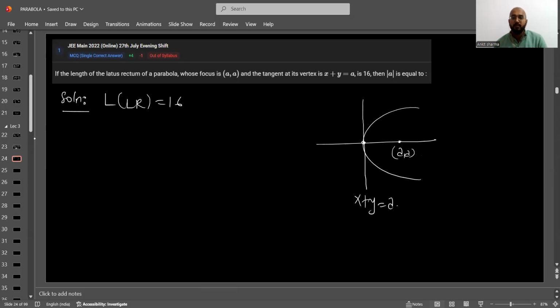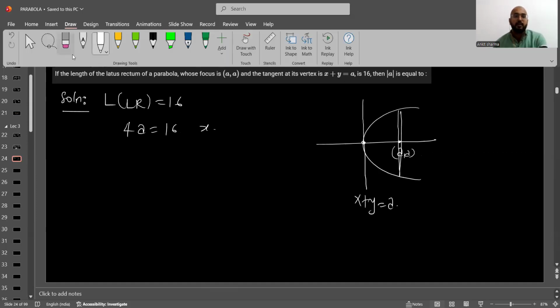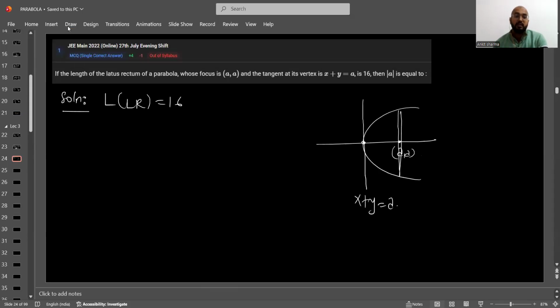So just think over it a bit. We know that the length of latus rectum is 4a basically. Now 4a is given to be 16. That would mean a is equal to 4, but that's not the correct thing because this is 4a in our standard notation. This a is different, so do not compare directly here, otherwise this would give a wrong result. So we just know the length of latus rectum is 16.